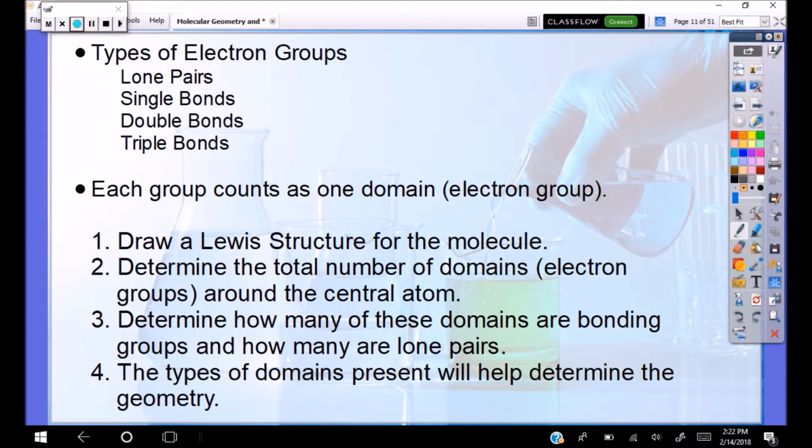Okay, so to figure this out, draw the Lewis structure for the molecule. Then you want to determine the total number of domains around the central atom. We only care about the central atom. Determine how many of these domains are bonding groups and how many are lone pairs. The types of domains present will determine your geometry.